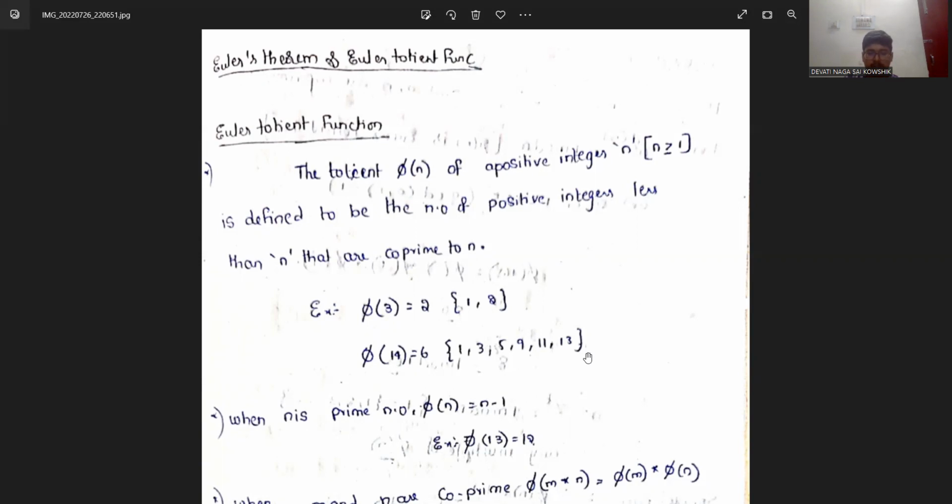Now if n is a prime number, then phi of n is equal to n minus 1. For example, phi of 13 is 12, because n equals 13, so n minus 1 is 12. You can also check this manually: 1, 2, 3, 4, 5, 6, 7, 8, 9, 10, 11, 12. All these numbers are co-prime to 13 because they don't have any common factor other than 1. So phi of 13 equals 12, and this holds for every prime number.